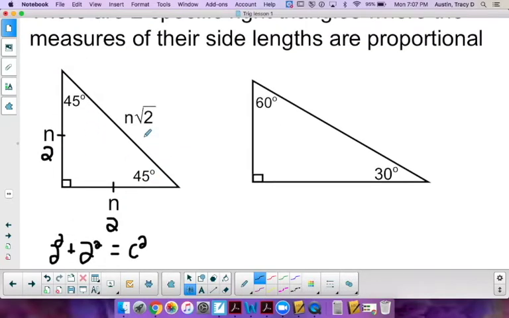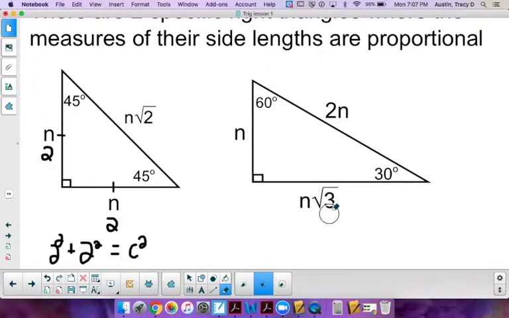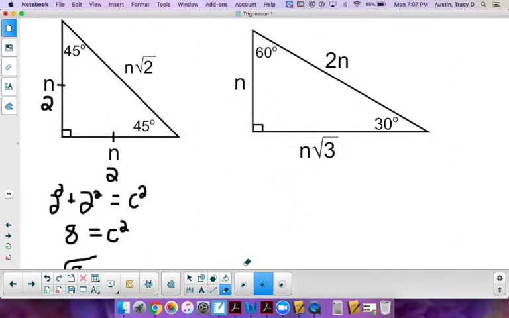The other special right triangle has a 30, 60, 90 proportion as far as its angle measures, and it follows this proportion when it comes to the sides. The smallest side, because it's across from the smallest angle, is our base term that we call just n. Our hypotenuse is twice that size, and the long leg is that size times the square root of 3. Again, we'd have to fill in a couple of sides to get this one to work. We'd have to fill out what n and 2n are to prove that this would work. I can do that real quick.